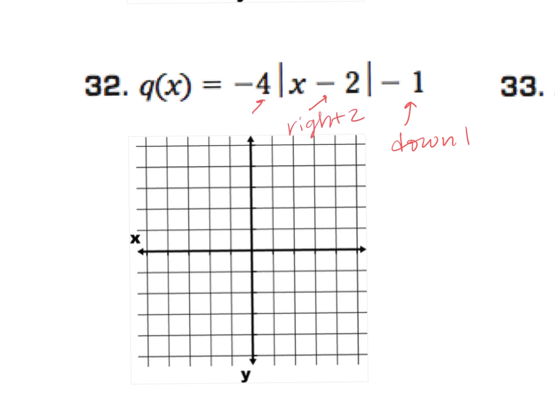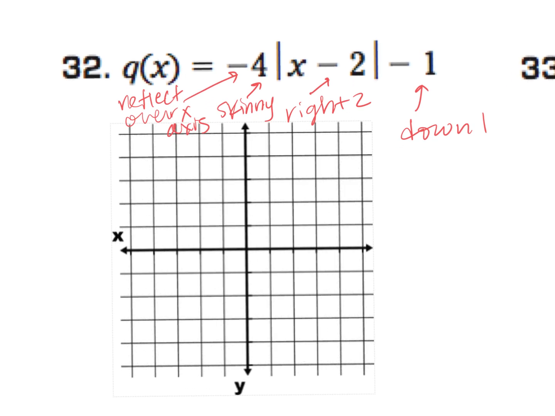What about this 4? It's going to make that v go skinny. Exactly. What about that minus sign? It's going to reflect over the x-axis. Whoa, there's a lot going on here.